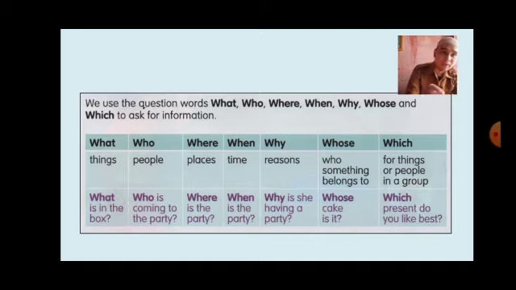And then the last question word is which. Which is referring to things or people in a group. You want to know which one, an option. Example: which present do you like best? The present from Stasia Hall, or the present from Khalid, or from Neo, or from Anindya, Alia, and so on. It's like that, about which. Okay.